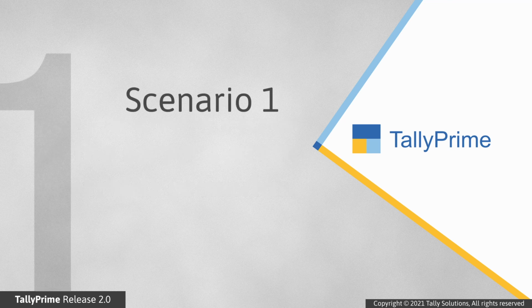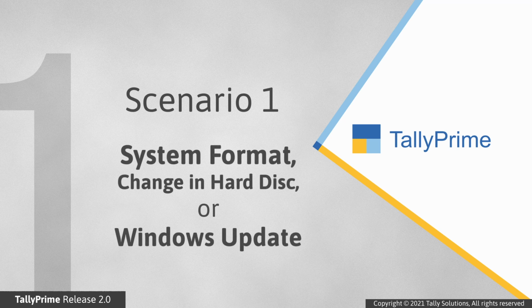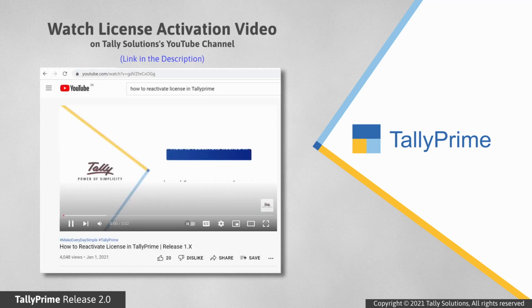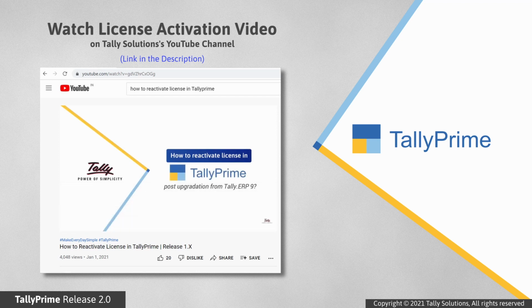The first scenario of license turning educational occurs because of system-related activities like format, change in hard disk, and Windows update. In such cases, the license becomes inactive due to system registry changes. You need to reactivate the license for resolution. You can watch our video on license reactivation to know how to reactivate the license in Tally Prime.